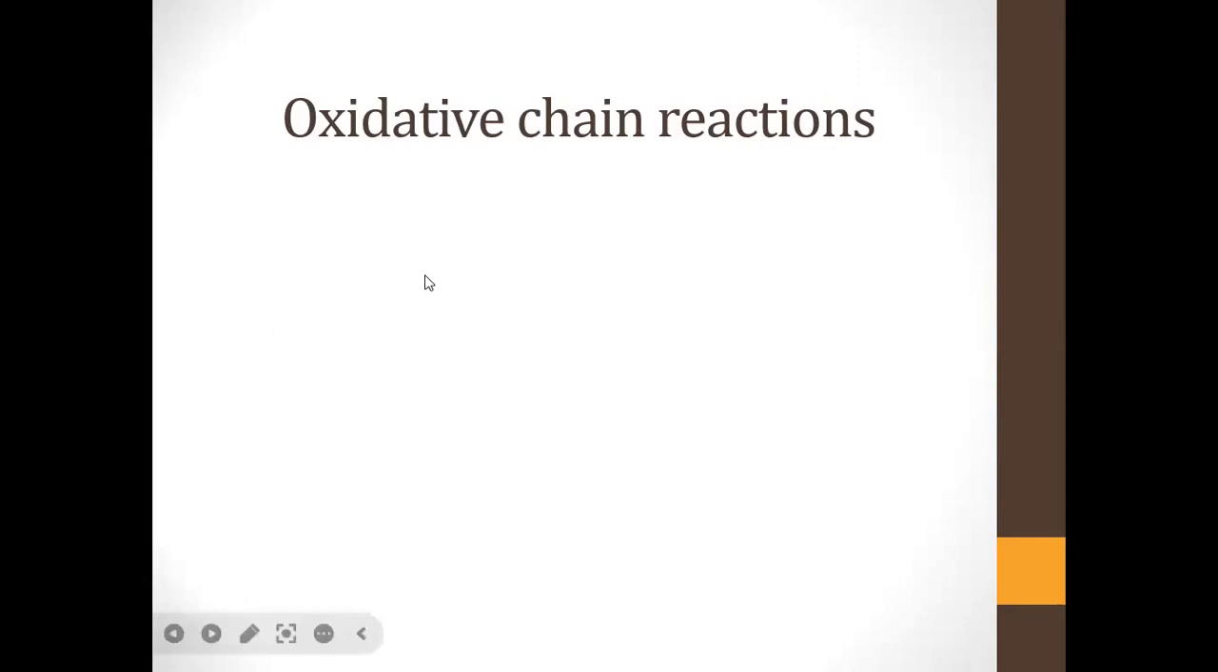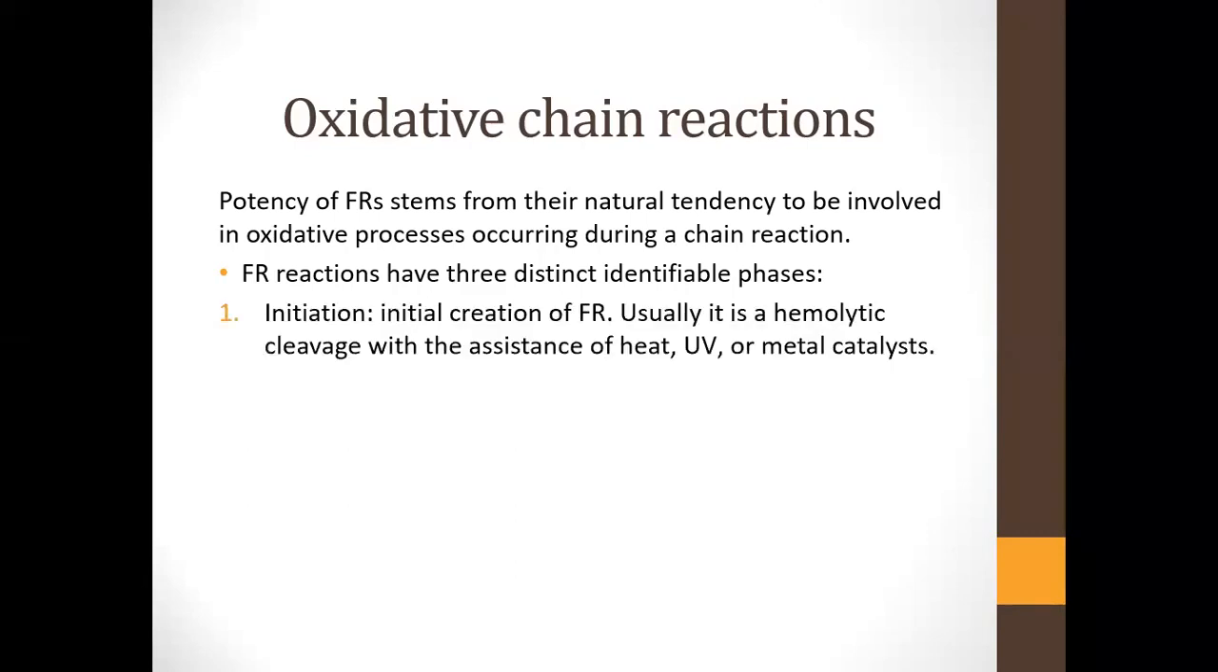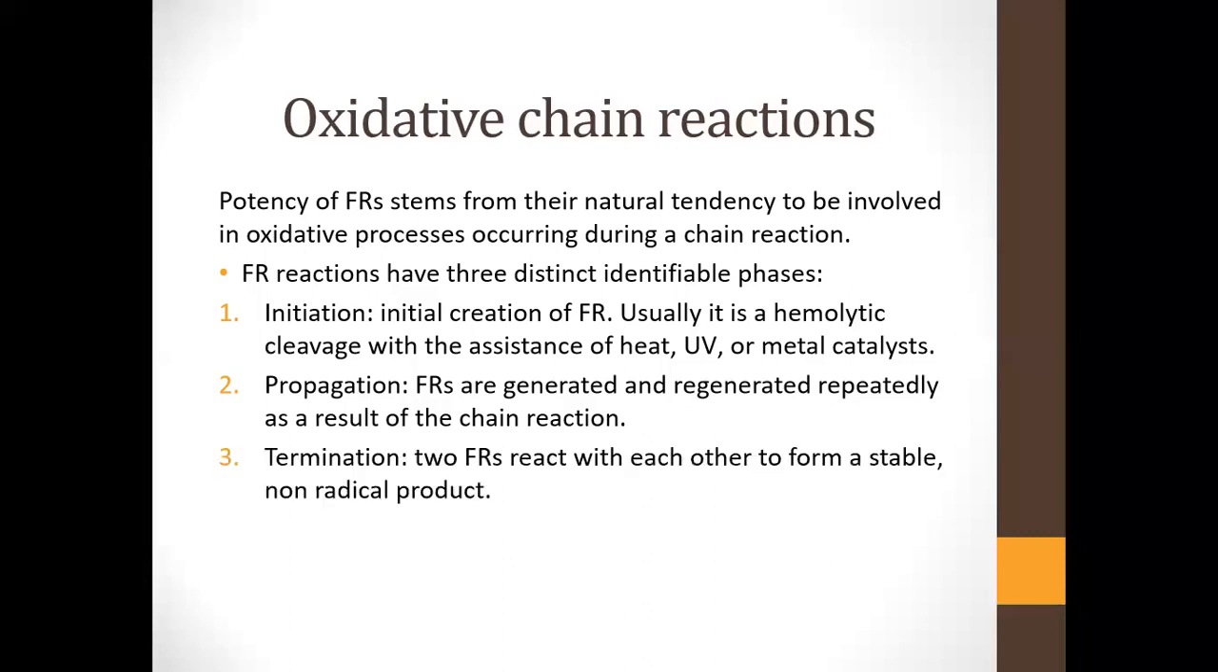So the potency of a free radical stems from its tendency to be involved in oxidative processes occurring during a chain reaction. And they have three distinct identifiable phases. Very important. The first phase is the initiation, where there is an initial creation of a free radical. Usually, it is a homolytic cleavage with the assistance of heat, UV, and metal catalyst. Next, we have the propagation phase. Free radicals are generated and regenerated repeatedly as a result of the chain reaction. Finally, we have the termination phase, when two free radicals react with each other to form a stable non-radical product.